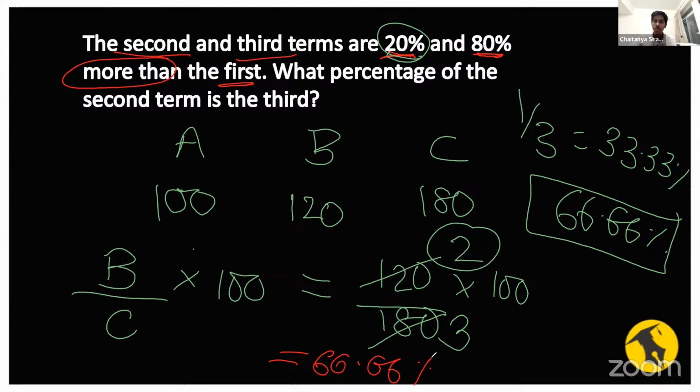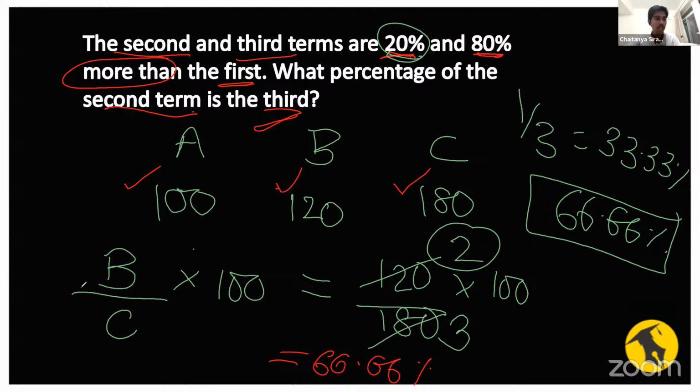All right. I'll again read the question and explain once. Second and third term are 20% and 80% more than the first. What percentage of second term is third? So I assumed A to be 100. I got 20% more, which is 120, and 80% more is 180. And then I simply solve for what percent of second term is the third. All right.